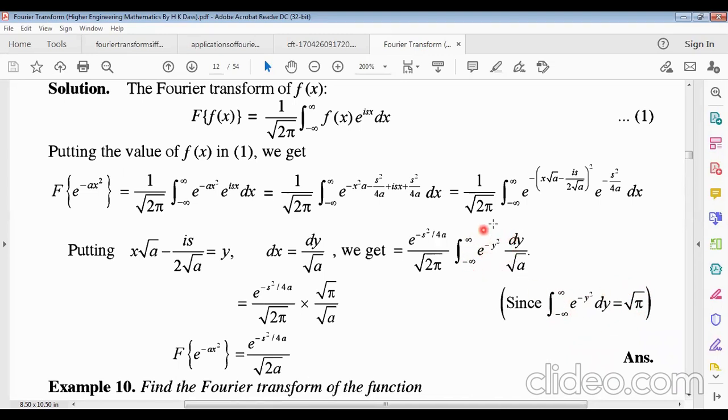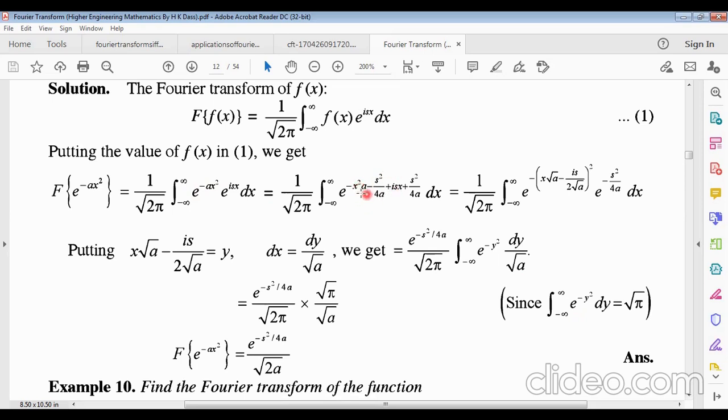So this is just using this formula, root over pi, and this is the constant root a. After simplifying, we get this one, e to the power minus s square by 4a root over twice a. This is the result. A little bit tricky. We have to use a trick here. Remember it. We have to make a formula.